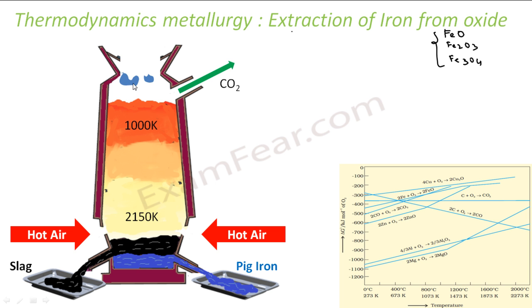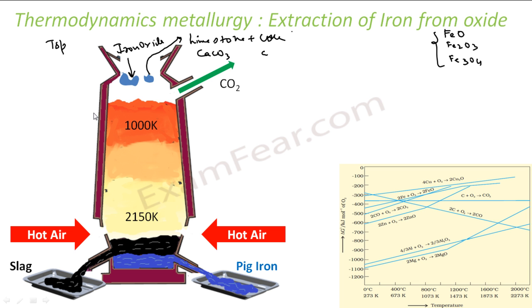In this blast furnace we have these oxides of iron, and we also mix in limestone and also coke. Limestone is CaCO3 and coke is carbon. So I have iron oxides, calcium carbonate and carbon. All these three are mixed and fed into the blast furnace from the top. This is the top of the blast furnace, and this is the bottom of the blast furnace.